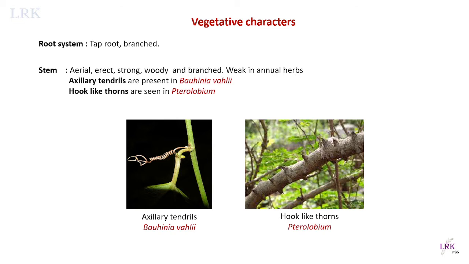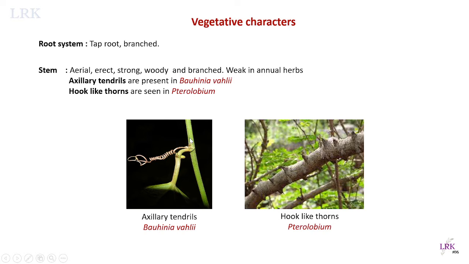Then coming to the exceptions, here in Bauhinia vahlii, you can see axillary tendrils are present. See, this is the picture, axillary tendrils. What are tendrils? These are the structures which help for climbing. They are sensitive structures, and they help in climbing. Here axillary tendrils are seen in Bauhinia vahlii. Axillary means they develop from the axil of the leaf.